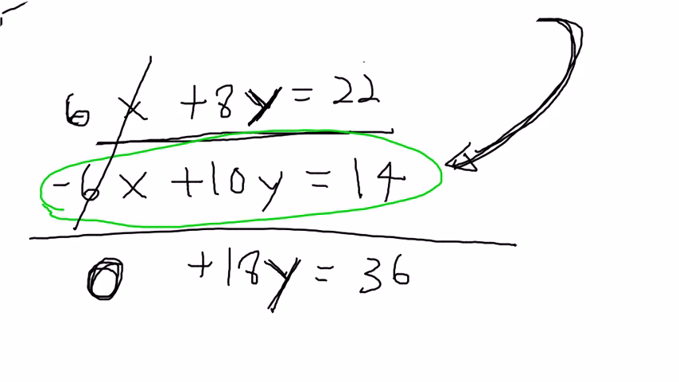All we gotta do is find what y is. To find y, I'm just gonna divide by 18 on both sides. And what do I get? I get y equals 2.